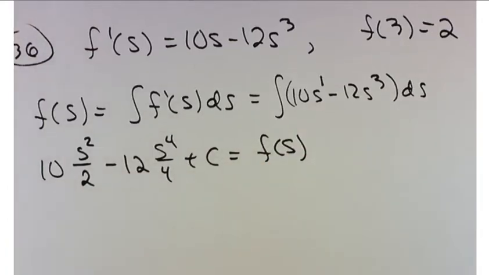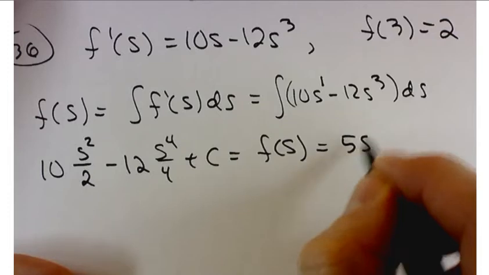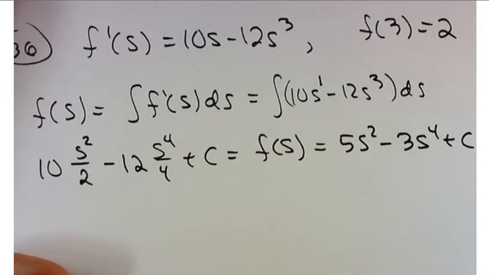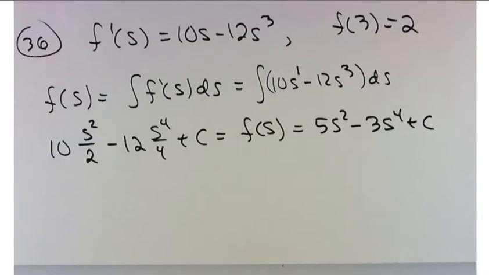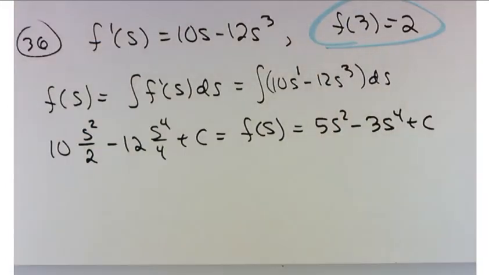I was going to say we can clean this up a little bit. Let's clean it up as 5s squared minus 3s to the 4th plus our constant. Well, in this one, we actually really need the constant because we're not quite done with the problem. One thing that you'll come to appreciate about mathematicians and math problems is that they typically don't waste any words. All right, and this problem is no exception. They give us that f of 3 equals 2. And what that's going to allow us to do is figure out what this constant is. So we actually still need that information, and we need that constant.